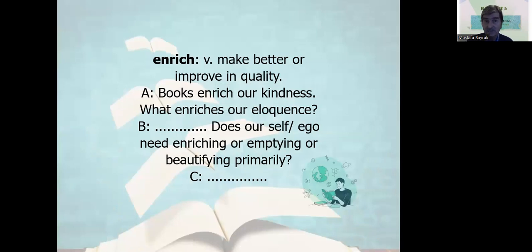Enrich as a verb. Rich means, as you know, wealthy. Enrich is the verb form: make better or improve in quality. Books enrich our kindness. What enriches our eloquence? Of course, speaking again and again, or learning something about art or literature, yes, literature, and the devices of literature. So devices of literature enrich our eloquence.